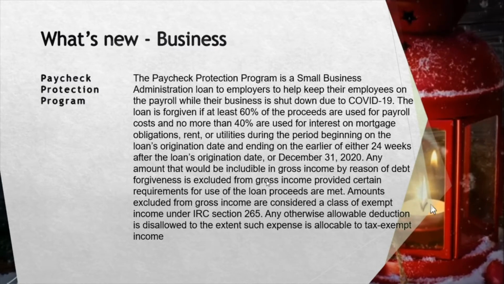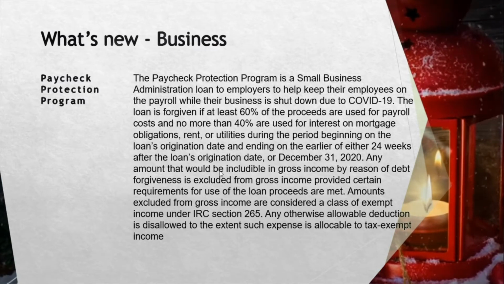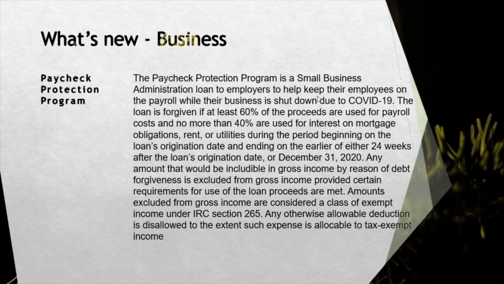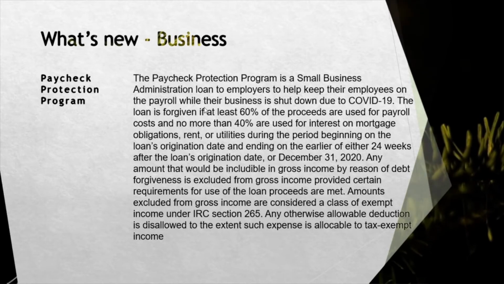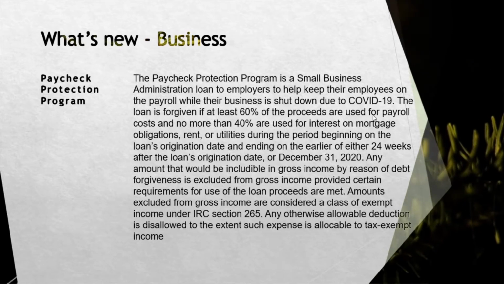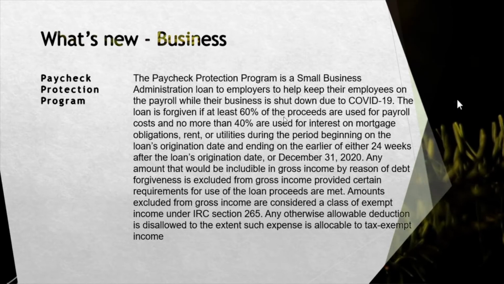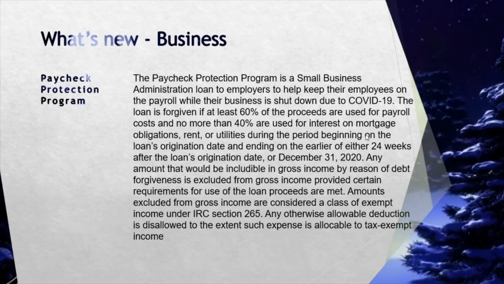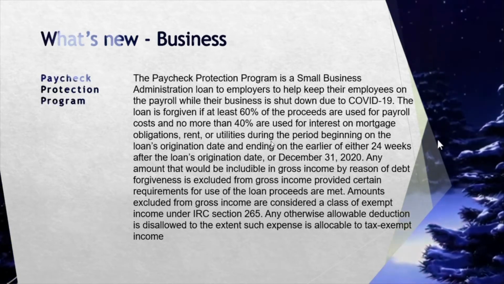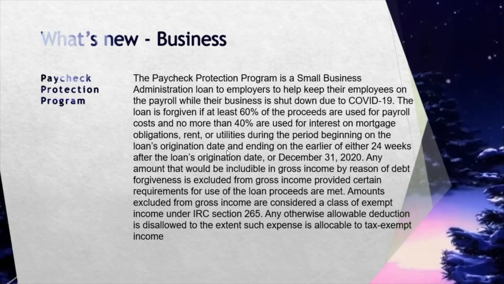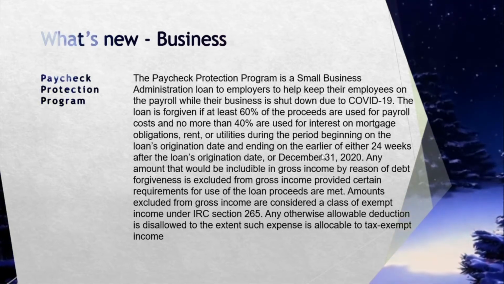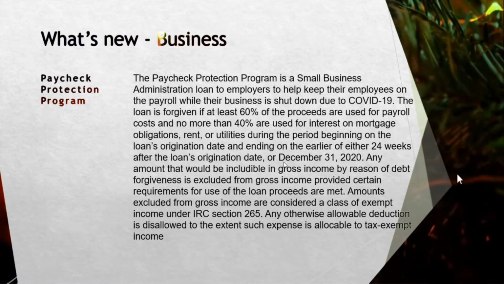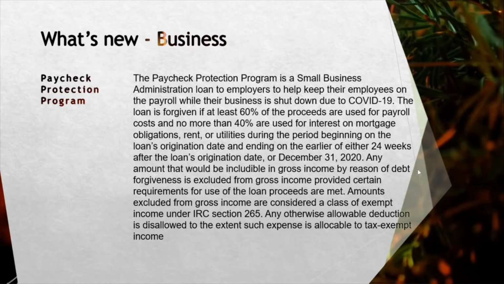So let's read this. The PPP is a Small Business Administration loan to employers to help keep their employees on the payroll while their business is shut down due to COVID-19. The loan is forgiven if at least 60% of the proceeds are used for payroll costs and no more than 40% are used for interest on mortgage obligations, rent, or utilities during the period beginning on the loan's origination date and ending on the earlier of either 24 weeks after the loan's origination date or December 31, 2020.